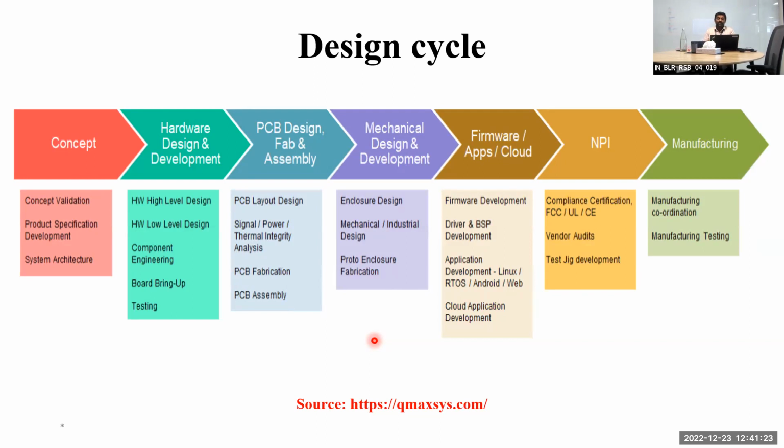Then component engineering, which means deciding which components to use, because I have space limitations, regulation limitations, all sorts of limitations. Next is PCB design, fabrication and assembly. When you come up with the low level design with all aspects, you design each module separately, and finally you put them in the layout.